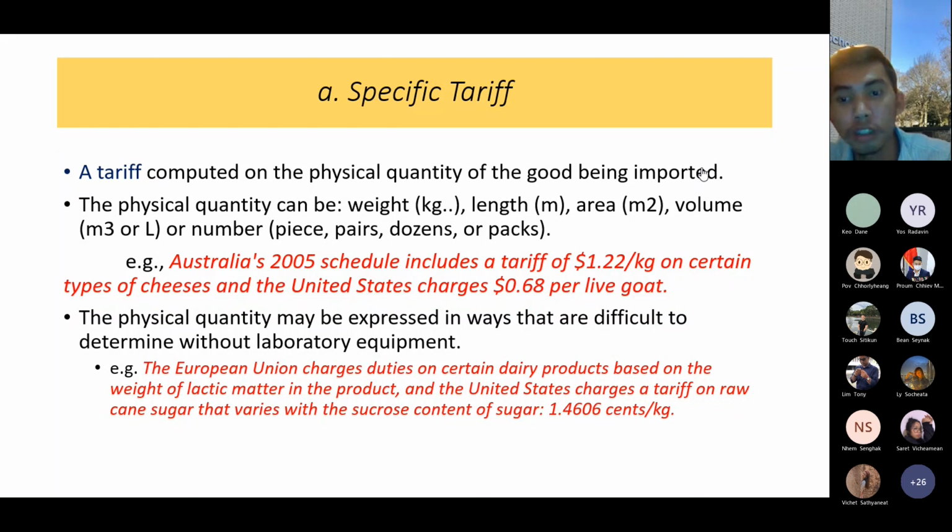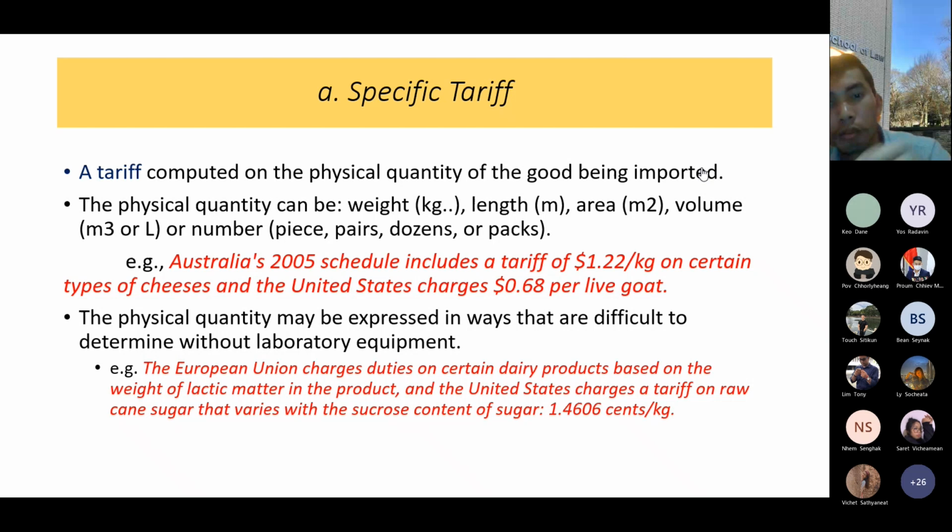And the US charges a tariff on raw cane sugar that varies with the sugar content. Here it's very technical: you cannot find the kilograms. How can you weigh the contents of the sugar? For example, how can you find the kilograms of sugar content? How much is salt? You cannot find it.